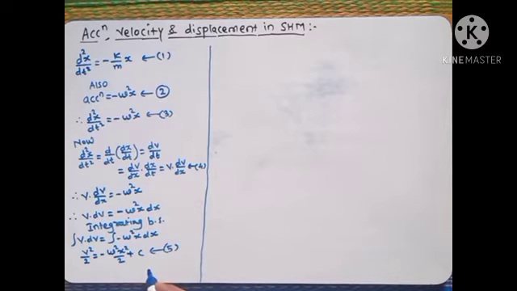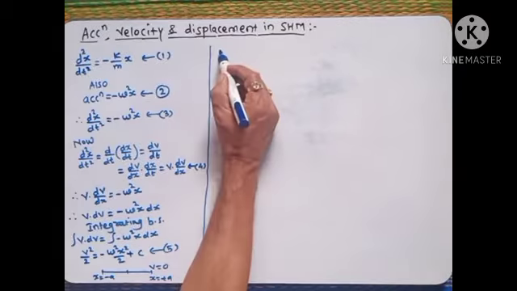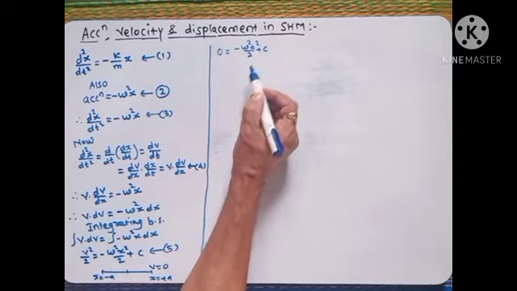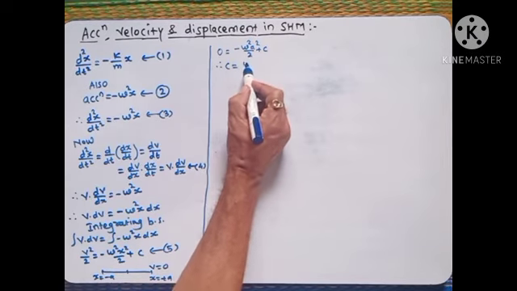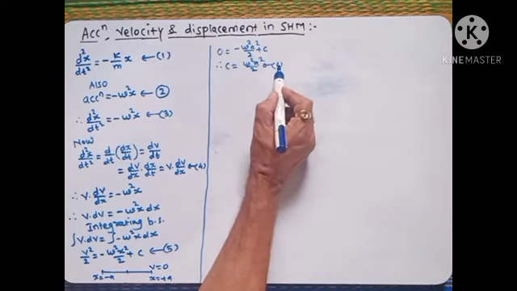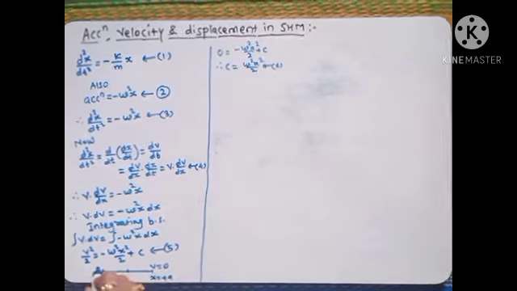Now we have to obtain the value of c, that is the constant of integration. For that we put the extreme conditions. Suppose this is the SHM, then at x equal to plus a or x equal to minus a, at both extremities, right and left, we get v equal to 0. If we put this value here, then we get 0 is equal to minus omega square a square upon 2 plus c, and therefore c is equal to omega square a square upon 2. Suppose this is equation number 6.